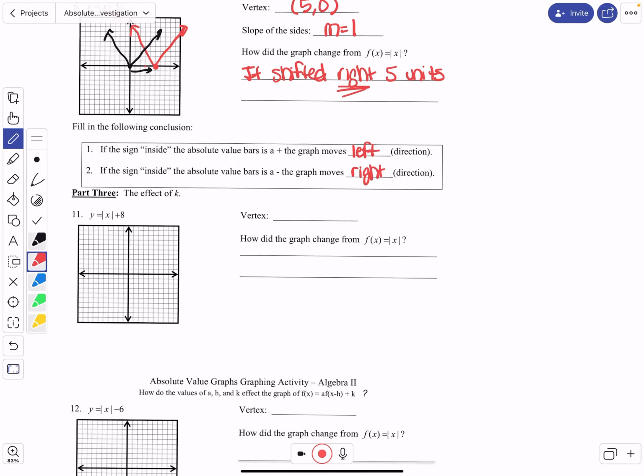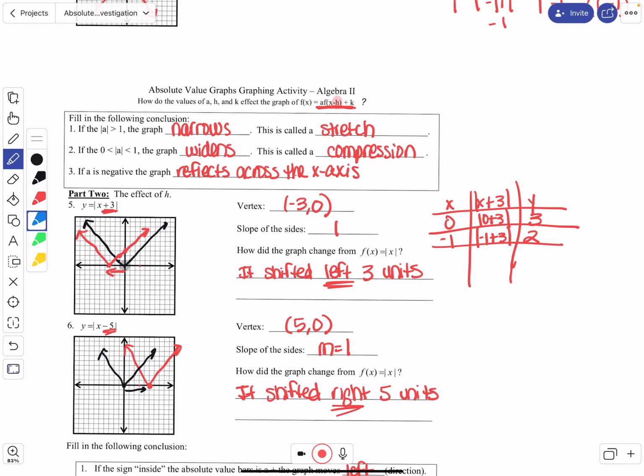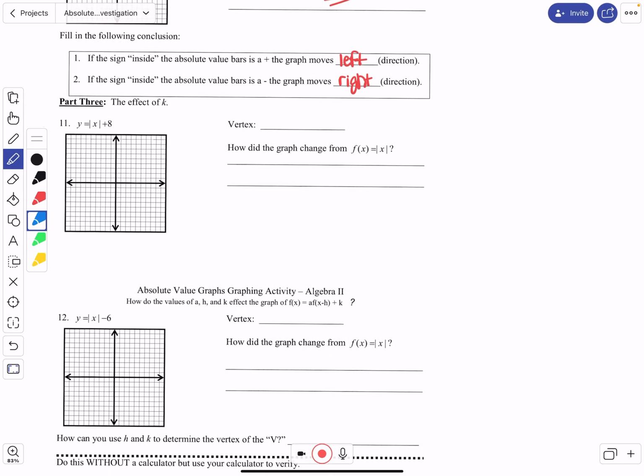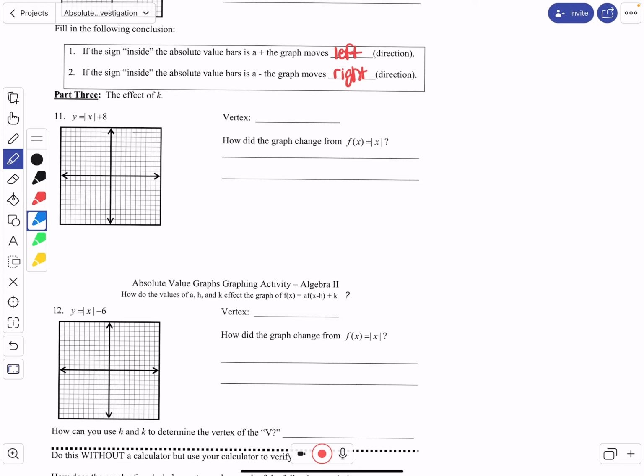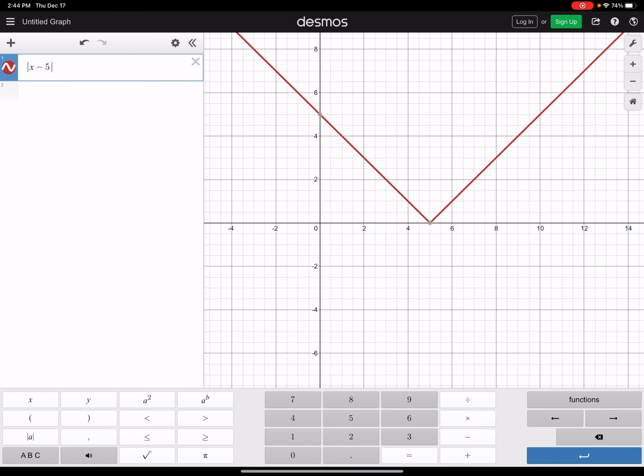Okay, so now let's look at the effect of k. If I go back up here and look at k, k is right here. k is on the outside. So let's see what the effects of k are. If you just think for a second, if inside moves right and left, outside, what direction do you think it's going to move? Okay, so if we look at the absolute value of x plus 8, here's my original graph. If we use Desmos to help us out, we have the absolute value of x plus 8.